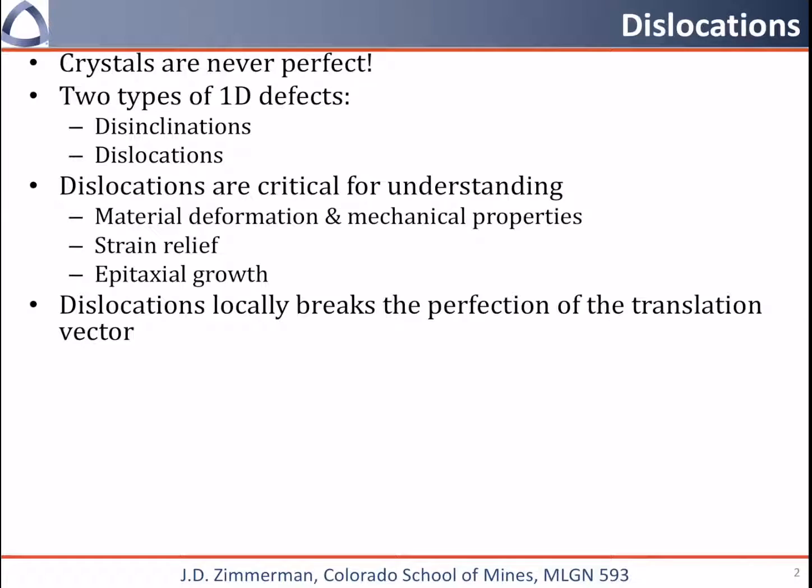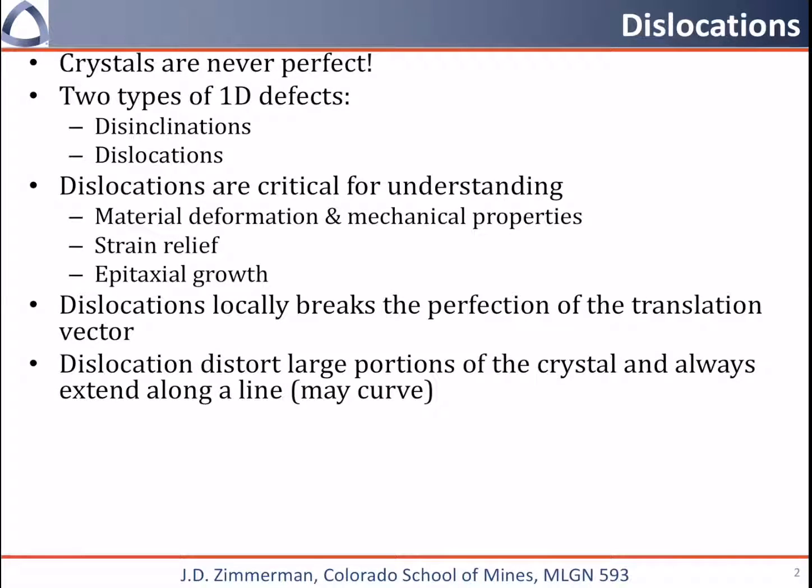So what a dislocation does is it locally breaks kind of the perfection of the translation vector. And the dislocation is going to distort a large portion of the crystal, and it always extends along a line. And this line typically curves around through the crystal, and it either exits the crystal at 2 points or it forms a loop.